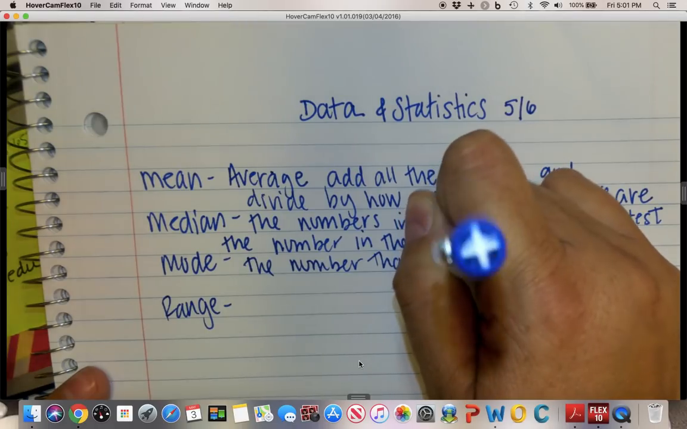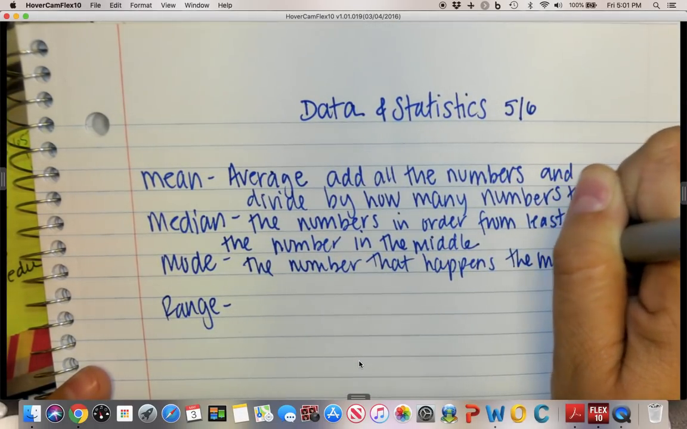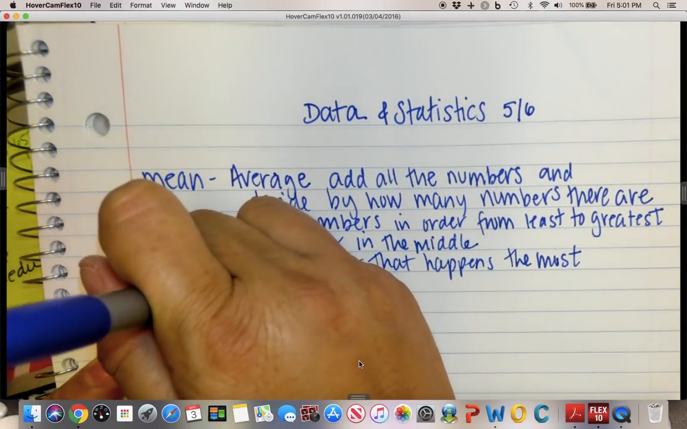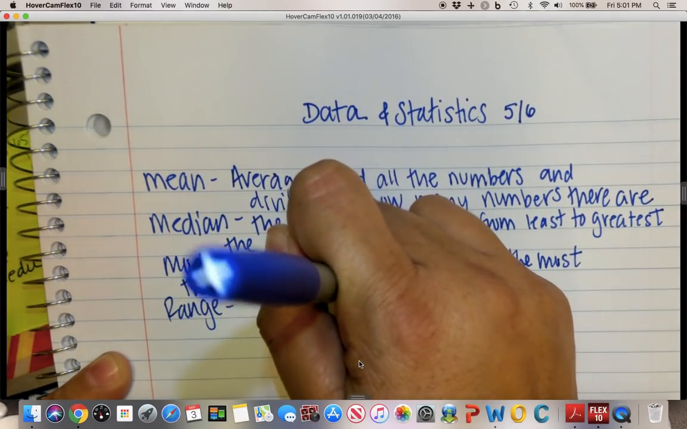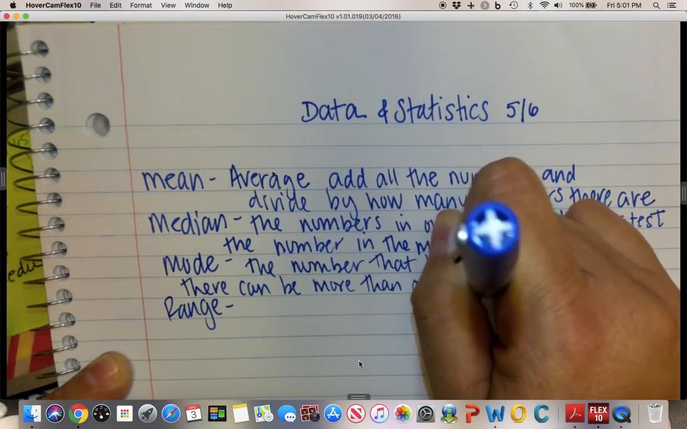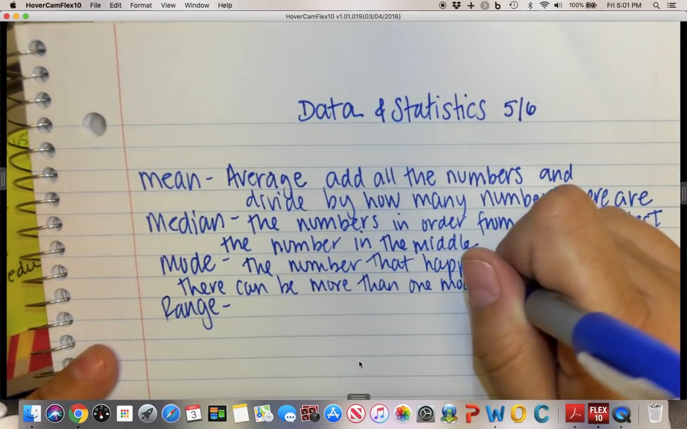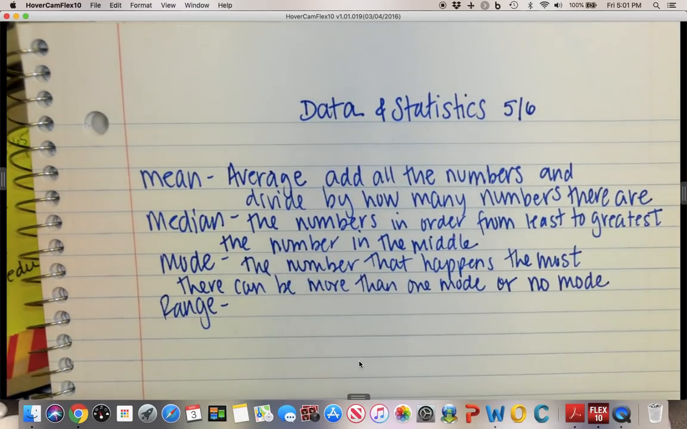The mode is the number that happens the most. There can be more than one mode or no mode. Now remember, when you write mode, if there isn't one, you can't say 0 because 0 is considered a number when we're talking about data.